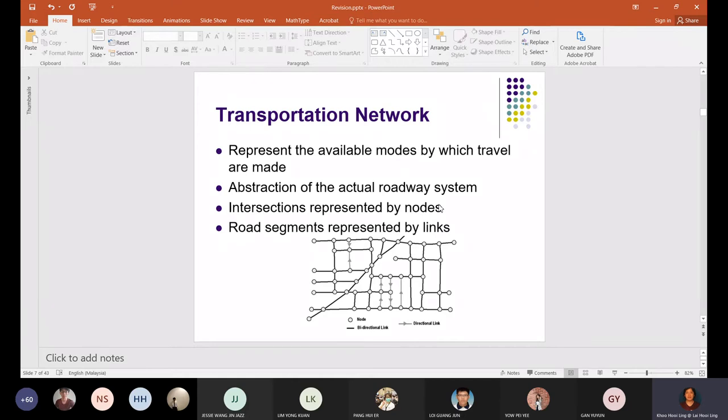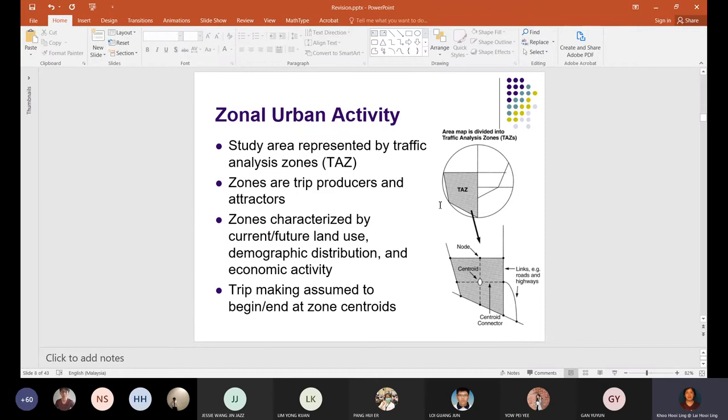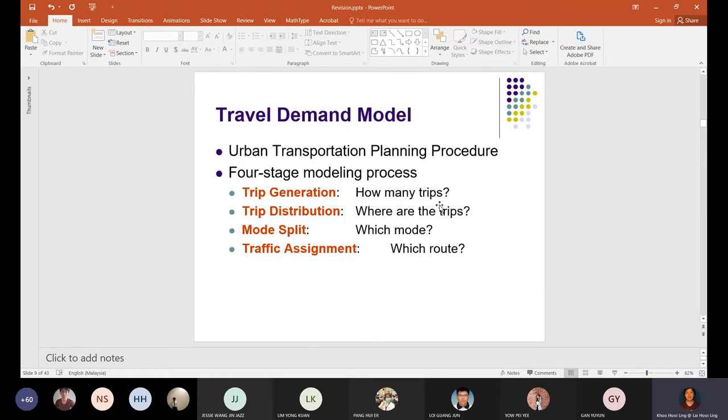As I mentioned, you have links and you have nodes. Links represent the roads, nodes represent junctions. And then you have the TAZ, the traffic analysis zones. Zones represent the activity, and we assume a centroid. Centroid is an assumption that all the traffic is coming out from there and all the traffic is going to return to there. That is the meaning of centroid. So in the travel demand model, the objective is to predict how much traffic will be on the road in the future. And we always use this only when we have a new project.